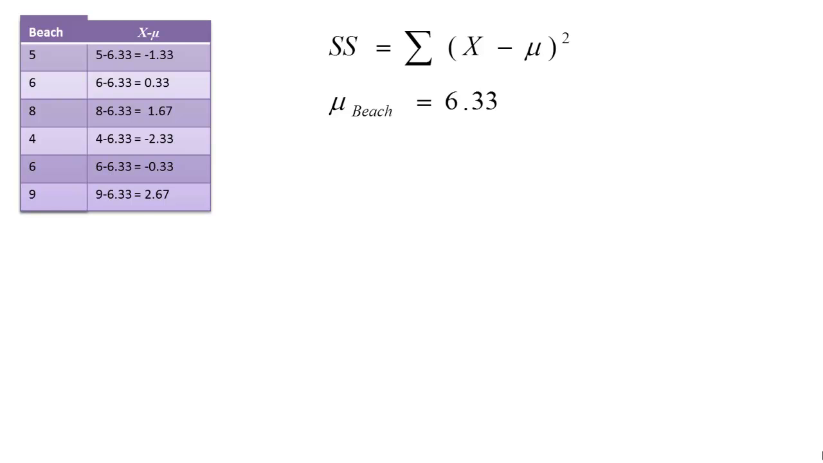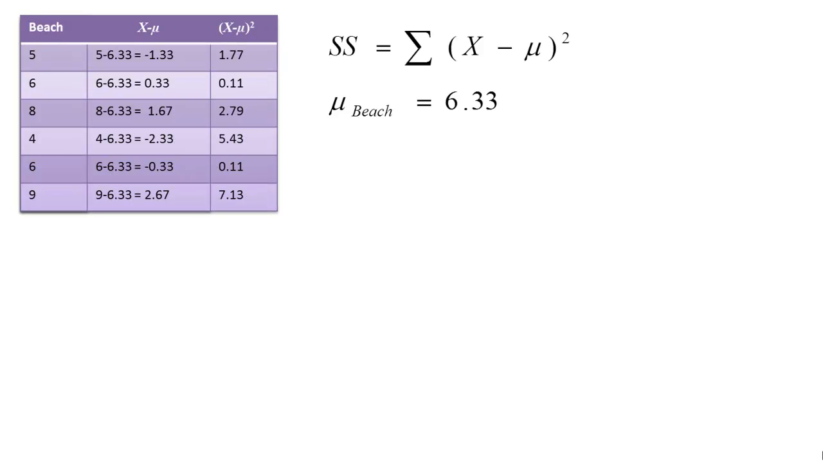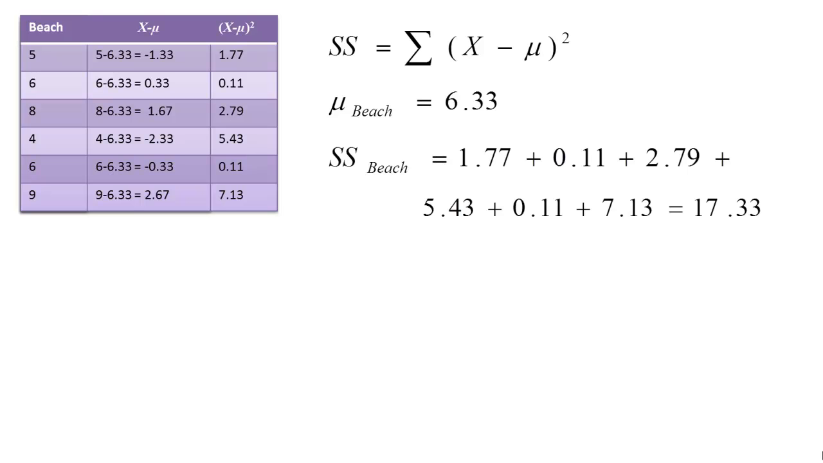So now we need to do x minus the mean for each score, so for each value of x. So you can see that means you take each score and subtract away the mean. Then, if you follow the formula, you need to square those values. So 1.33 squared is 1.77, 0.33 squared is 0.11. So now we have all of the squares, and we need to sum them, which is why it's called the sum of squares. And that's what the sum of squares formula looks like with the numbers input in there. So the sum of squares for beach is 17.33.